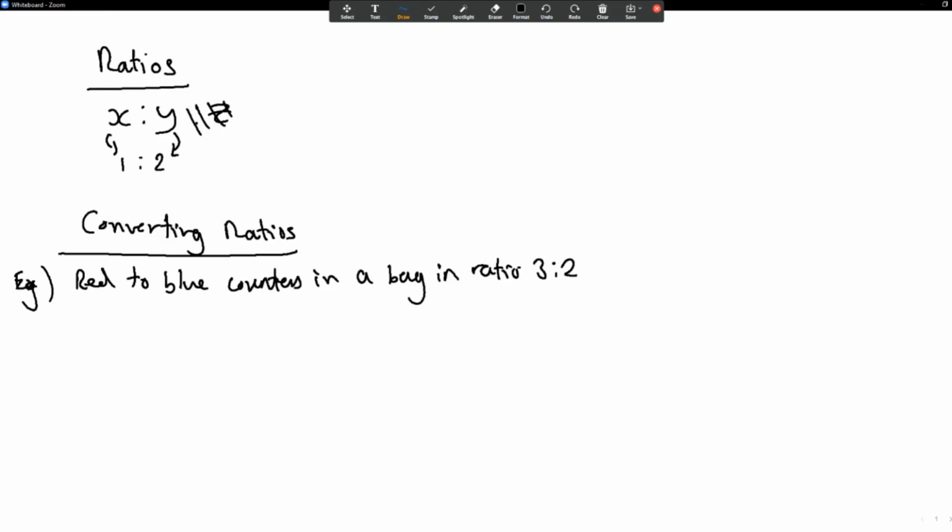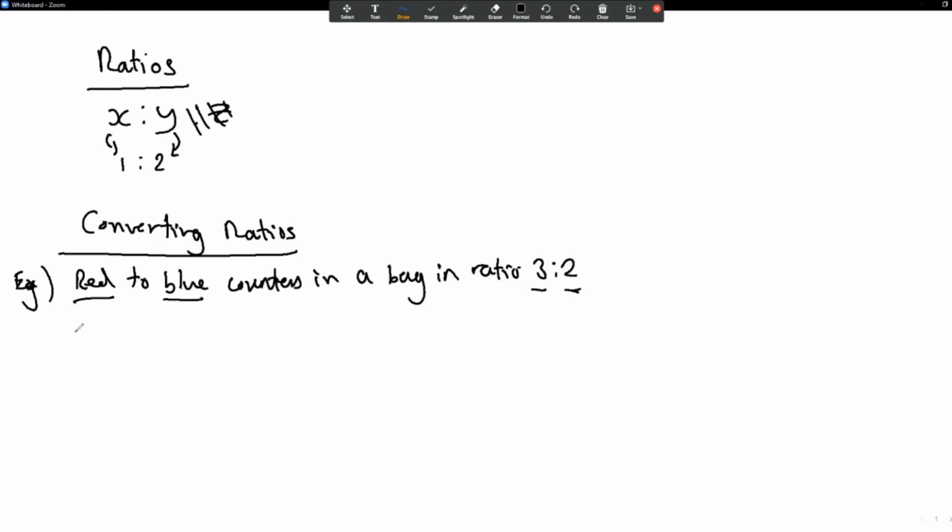Now, we can do a lot of things with ratios. To begin with, we can convert them into other values. So, for example, here we have red to blue counters in a bag in the ratio 3 to 2. When you get an example or question like this, you need to realize that it says 3 to 2, so the first thing mentioned will be the first in the ratio, and the second thing mentioned will be the second thing in the ratio, unless stated otherwise.